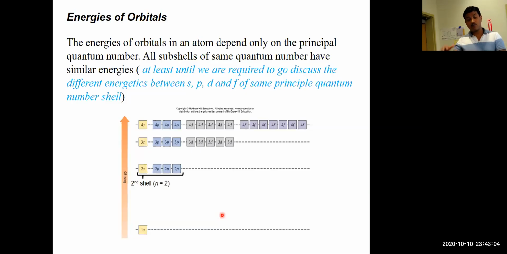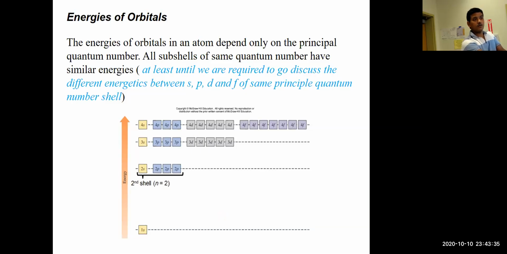What we are trying to generalize here is correct. All the electrons in shell 1 in general have significantly lower energy than all the electrons in shell 2. All the electrons in shell 3 have significantly higher energy than shell 2. But within the subshells, there are minor differences that you don't have to discuss now. That's why we're just saying that they all have the same energy for now.